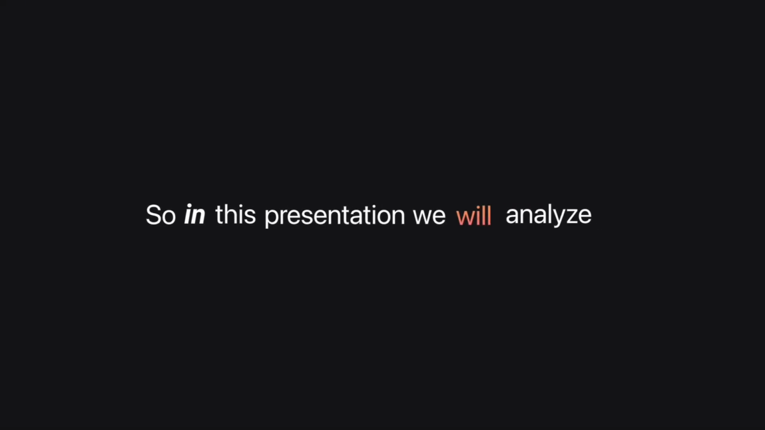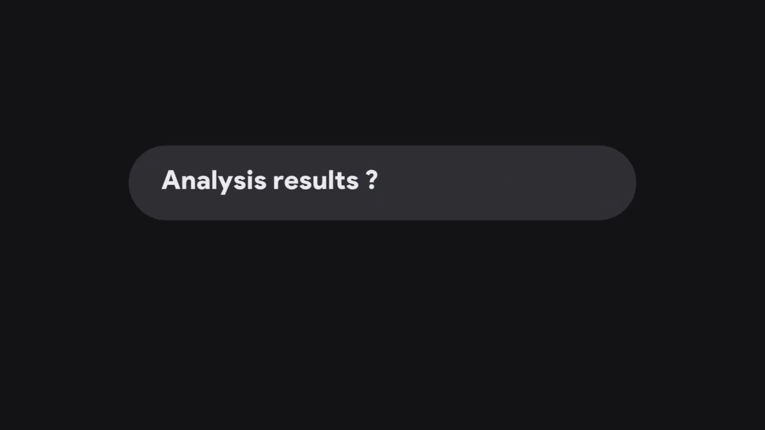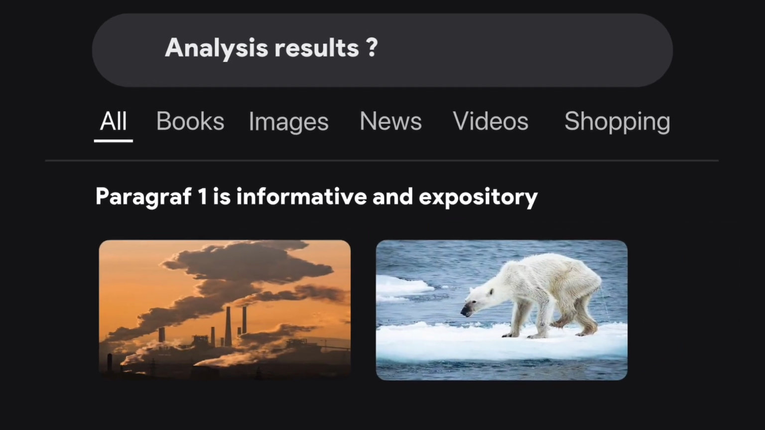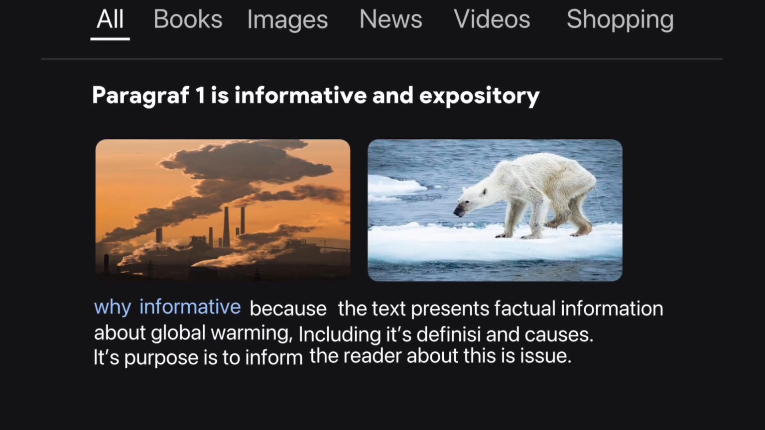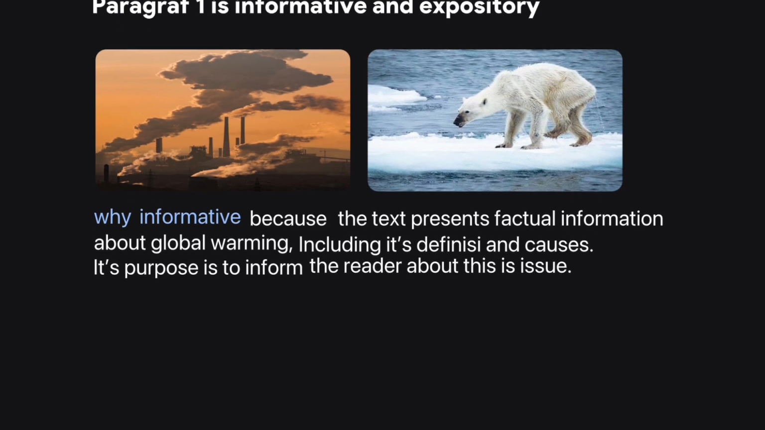So, in this presentation, we will analyze the categories of text blending in an article titled Global Warming. The text is informative and expository. Why? Informative because the text presents factual information about global warming, including its definition and causes. Its purpose is to inform the reader about this issue.